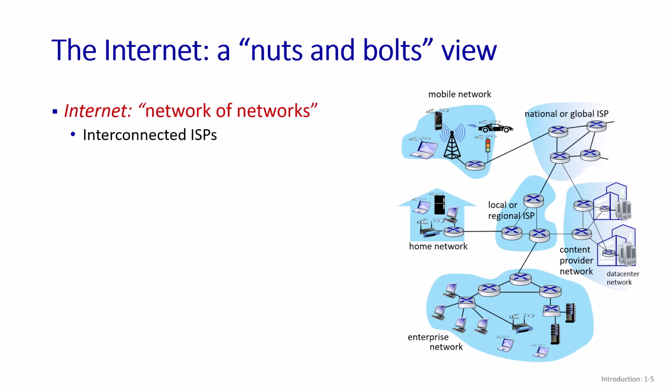Now, actually, the internet is a network of networks that are connected to each other via internet service providers. We may have local and regional ISPs, internet service providers, and we have national or global ISPs that connect countries or continents.